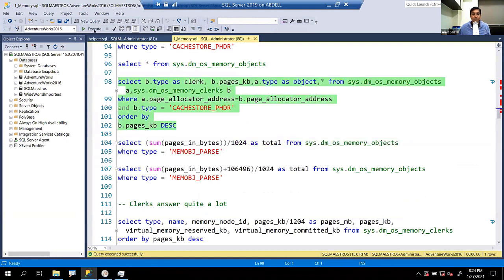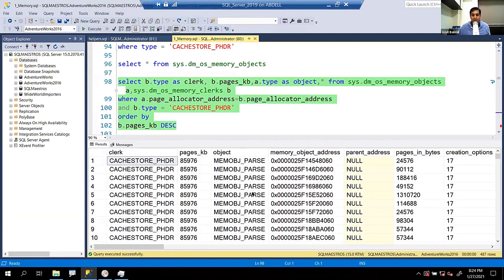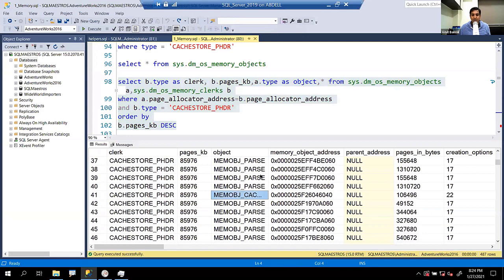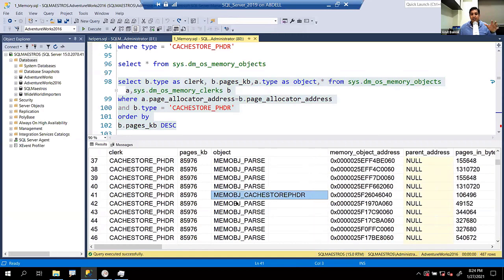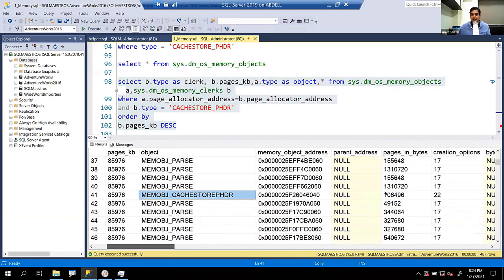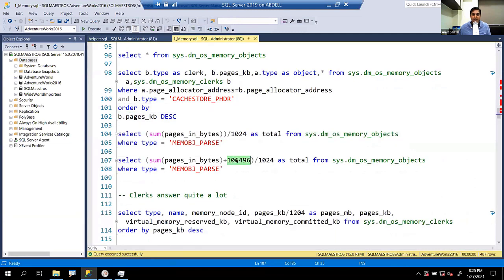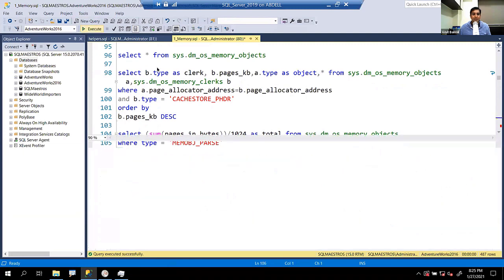So let's run this once more and look for the root object. There you go. This is our root object, as you can see, and then the rest of the memobj parse objects. So what I can do is take the pages in bytes of this one here, add it up, sum up all the pages in bytes including this additional one, and execute. Can I see 85976?